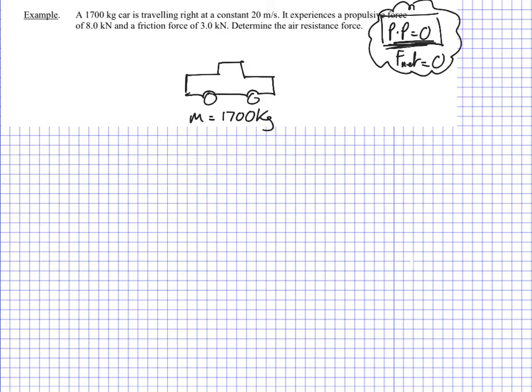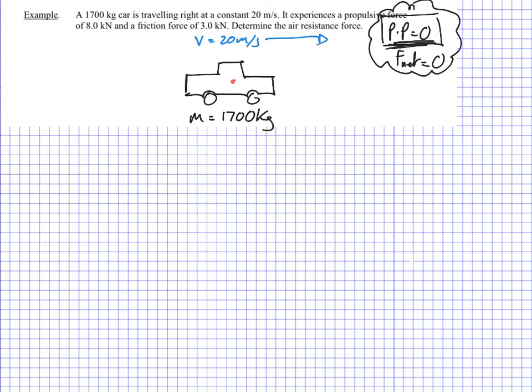Okay, so let's start thinking about the forces. Actually, I'm going to put the speed on as well. So the speed of this is constant and it's 20 meters per second. I'm going to say it's this way. Okay, forces. Well, to keep a car going at a constant speed, you need a force.